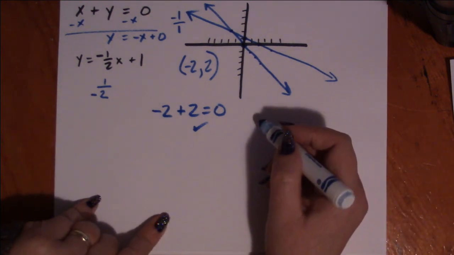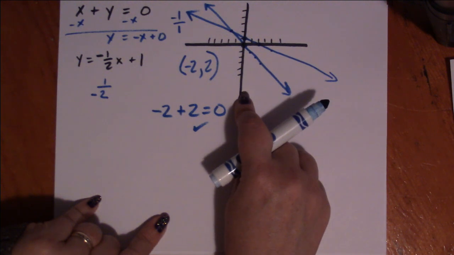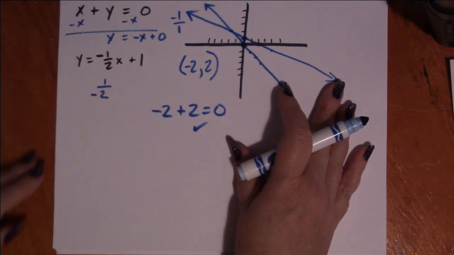Your job now is to try solving a system of equations by graphing. The bottom of page 398, check it out, numbers 2a and 2b. Give it a shot. Pause here and come back when you're done.